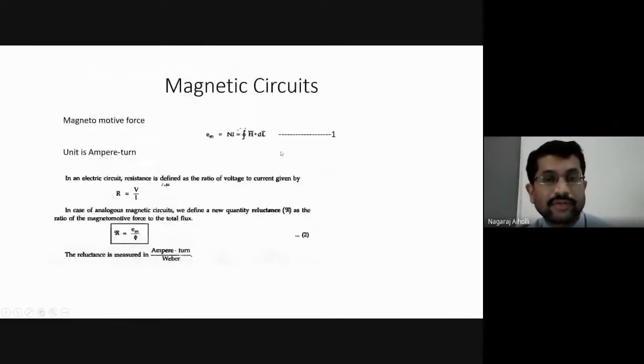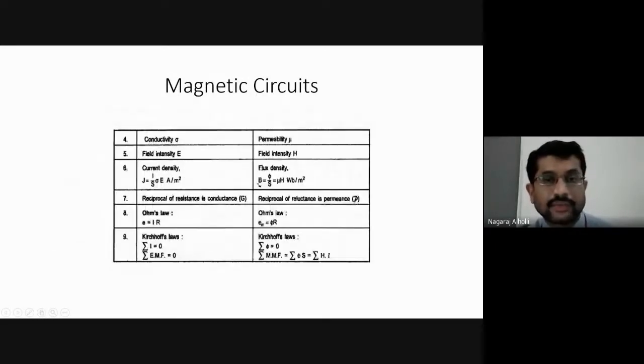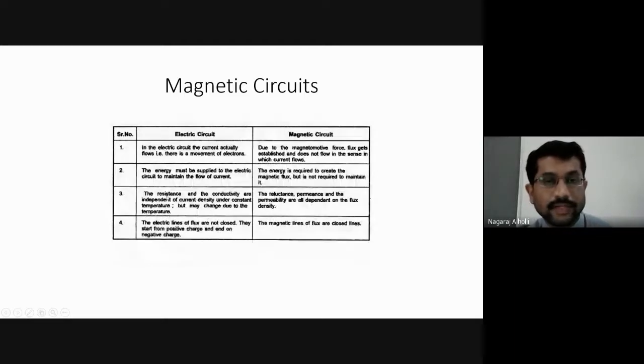In examination, if the question is asked, they will be asking the comparison between the electric circuits and the magnetic circuits. You have to draw this table and write the comparison between the two. We have a few more comparisons between electric circuit and magnetic circuit. In the electric circuit, the current is nothing but the flow of electrons, whereas in magnetic circuit, with the magnetomotive force, the flux gets established and does not flow in the sense in which the current flows.